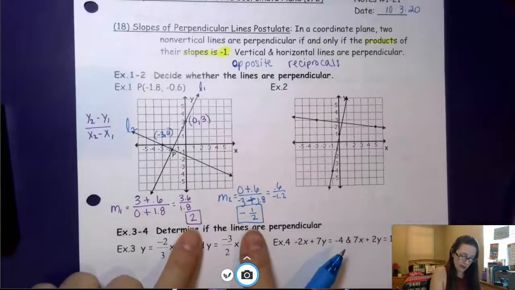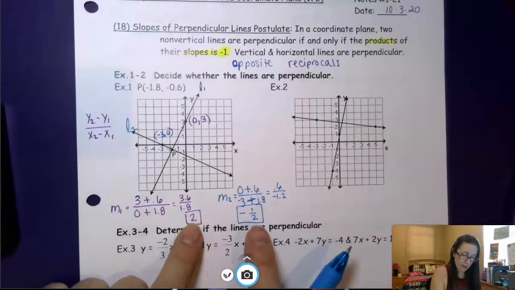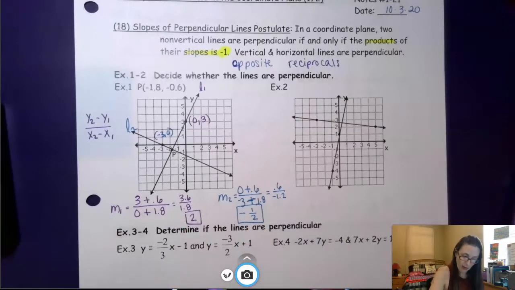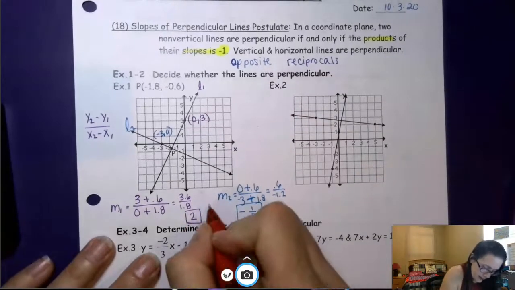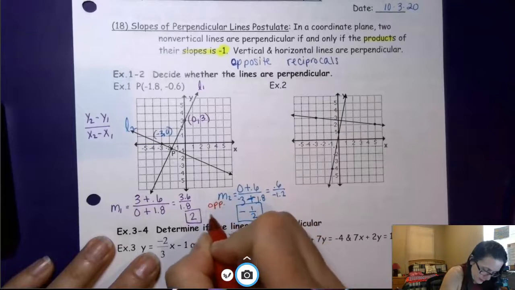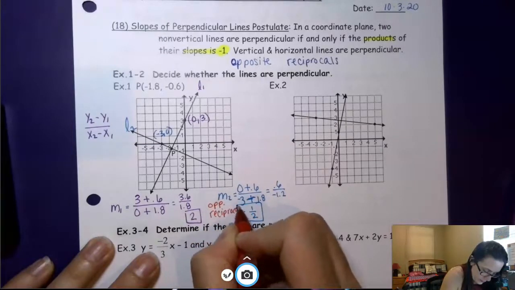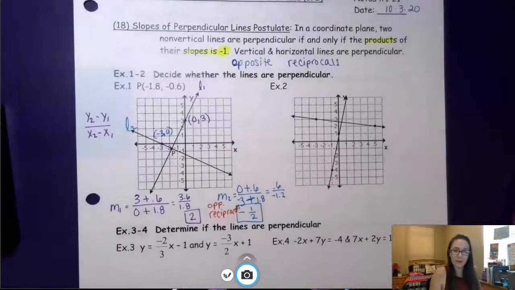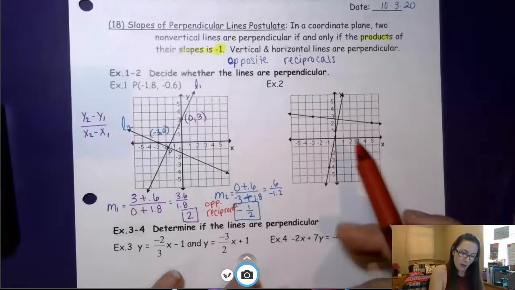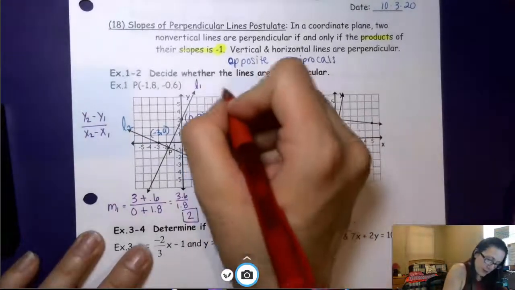So I can multiply those together. Positive times negative will be a negative. The 2's will cancel, giving me that -1 product. Also, these are opposite reciprocals. Opposite reciprocals are opposite signs, and a reciprocal is where you flip the fraction. Okay, so this one over here, yes, this one is perpendicular.